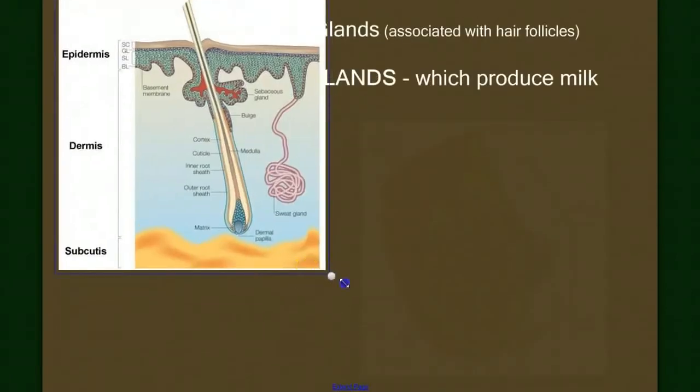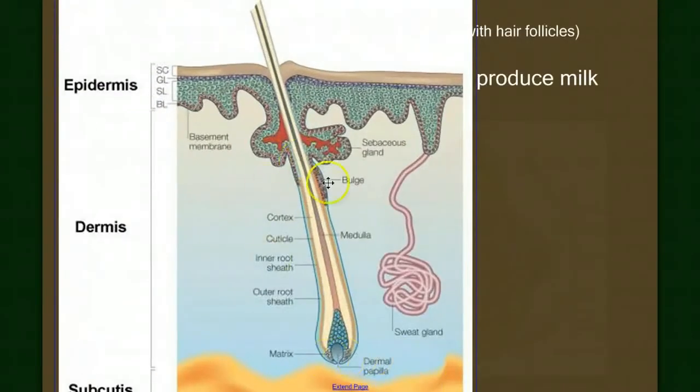If we zoom into this diagram, we can see a hair follicle, and associated with that follicle is a sebaceous gland. It produces oil. That oil gland lubricates the hair as it moves out, and the oil is also on our skin, which gives our skin waterproofing, because oils are lipids, and lipids repel water.